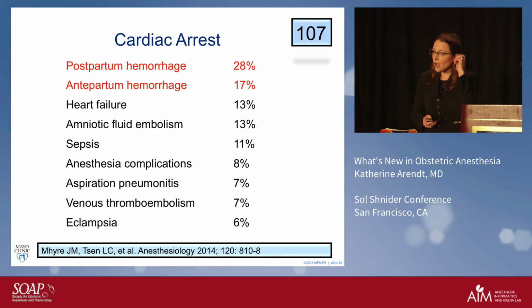As for the cause of cardiac arrest, 45% of the arrests were caused from hemorrhage, either that began in the postpartum or began in the antepartum. Heart failure, amniotic fluid embolism, sepsis, anesthesia complications, aspiration pneumonitis, venous thromboembolism, and eclampsia were the other causes that you can see there. I do want to point out aspiration pneumonitis. It was a cause of 7% of the cardiac arrests in this population. I also want to point out that the SCORE data had none.